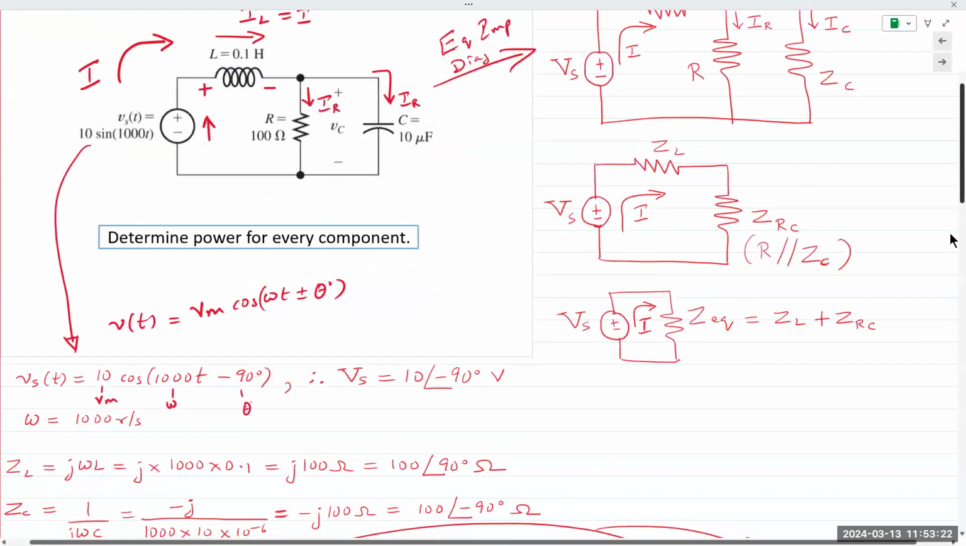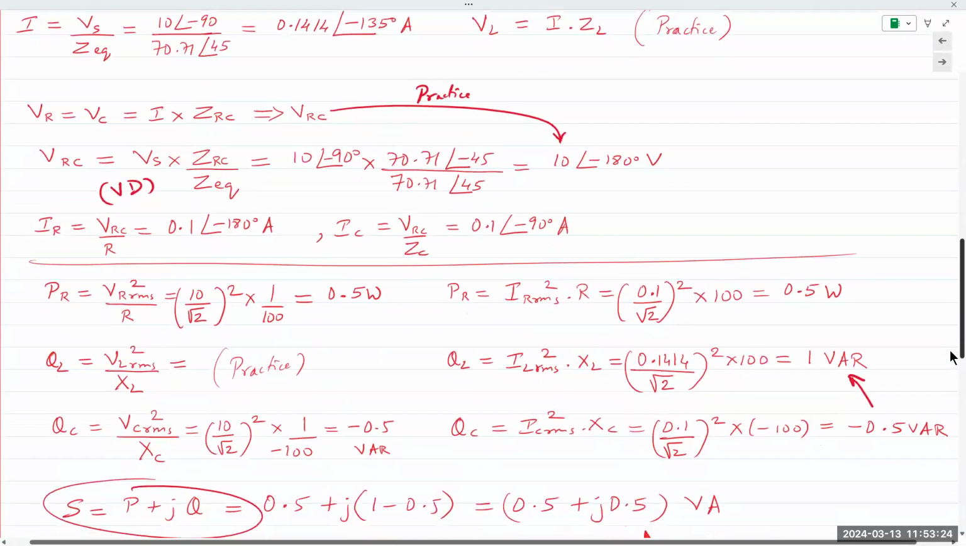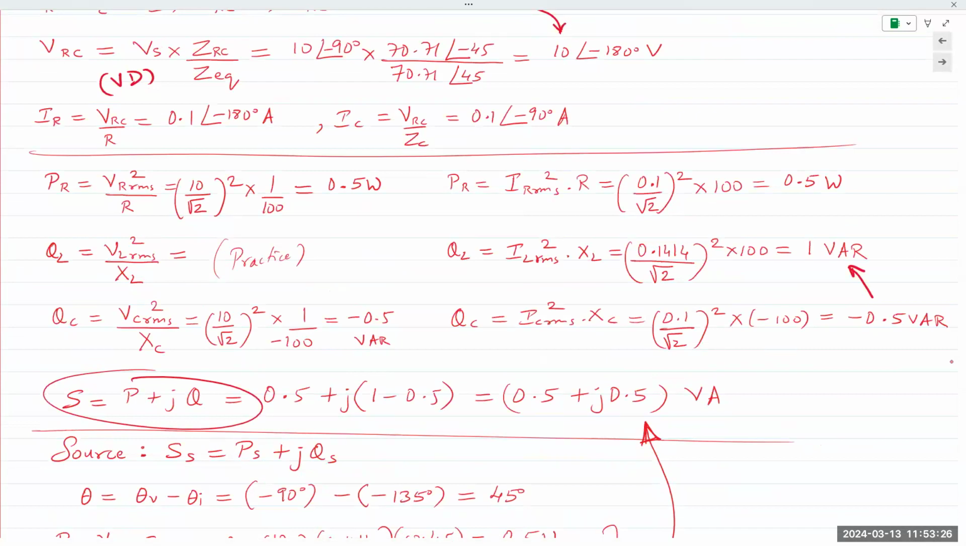Okay, and that's it. That's the end of the problem. There are 2 more approaches I want to show, which are going to be very useful as concepts and for your ability to solve these kinds of problems. But that's the end of the problem.